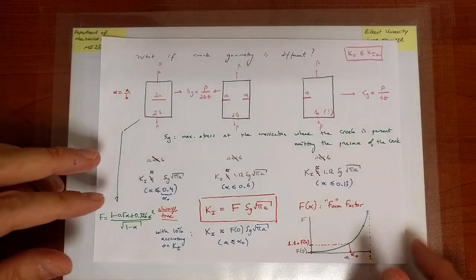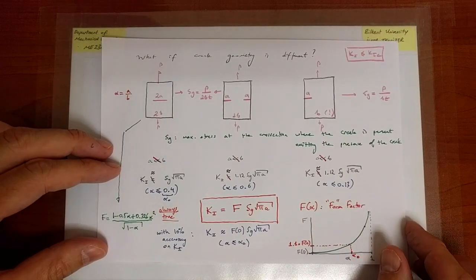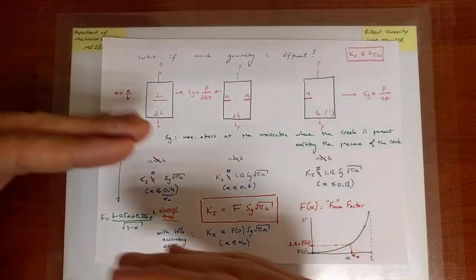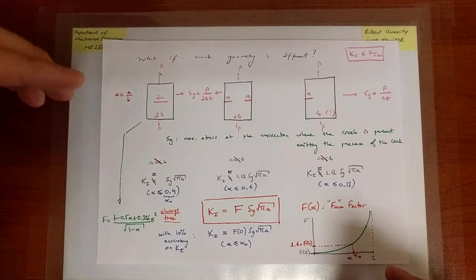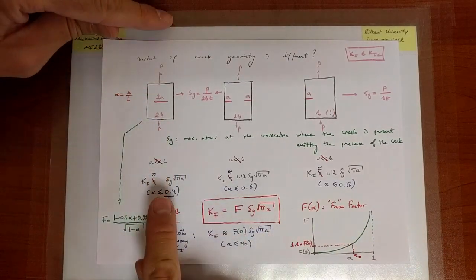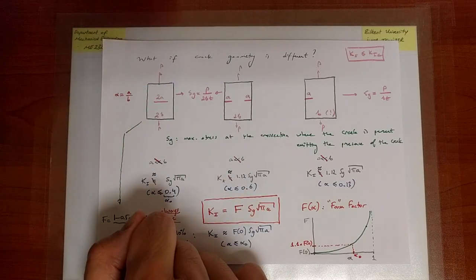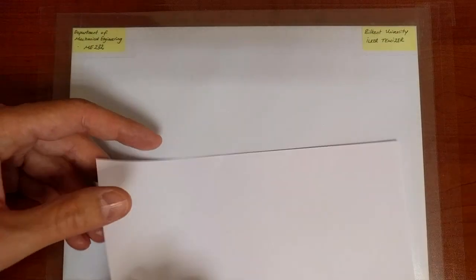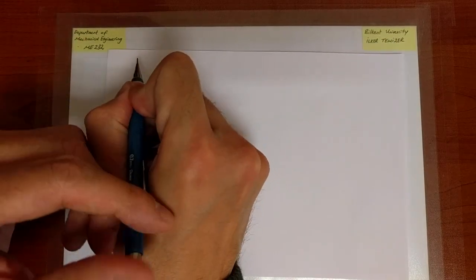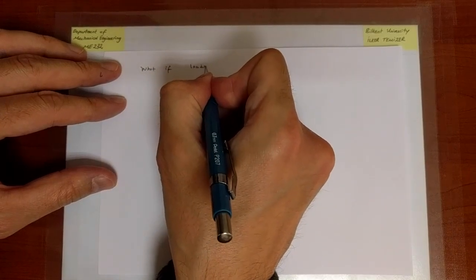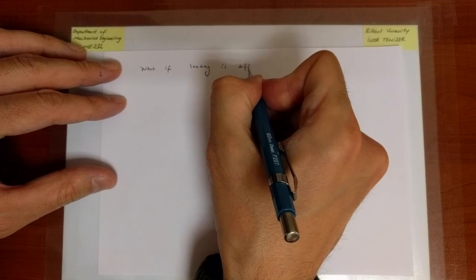Now let us take one final step and look at slightly different types of loading, which are still mode 1 type loading, where I try to open the crack. So not every opening mode has to do with tensile loading, right? Or it doesn't have to do with a uniaxial load. It can also be a bending type loading. Okay. So the question is, what if loading is different?